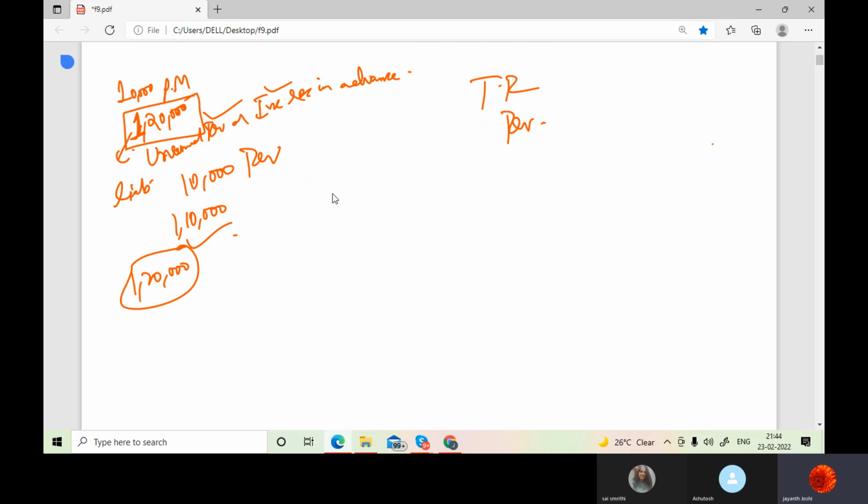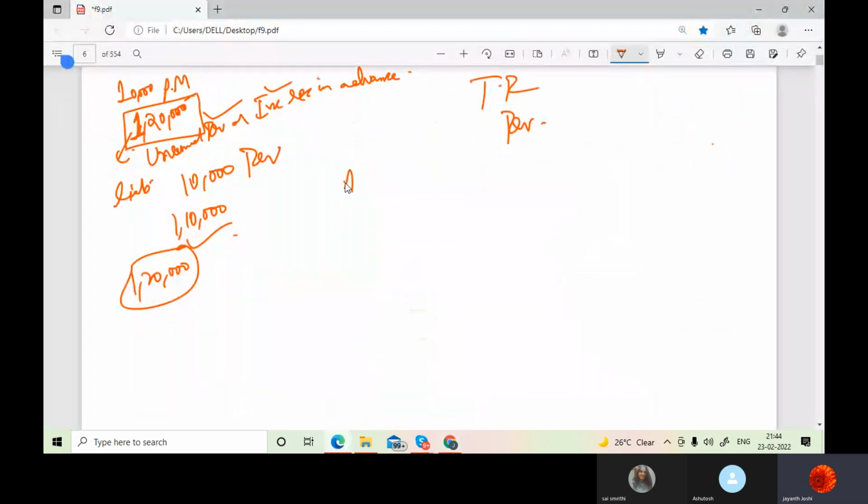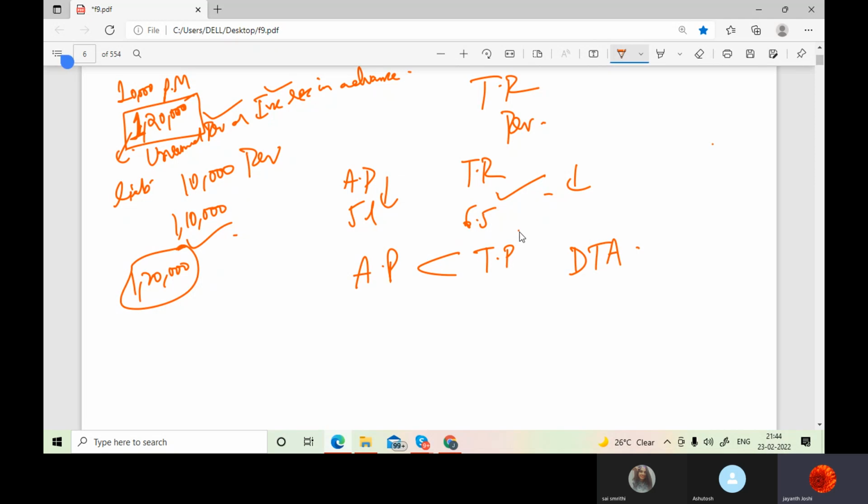Here I'll tell you something very clearly. Your accounting profits are 5 lakh, your tax returns show 6.5. Here you are showing more taxable profits, and accounting profits are less. So when taxable profits are more than accounting profits, it creates DTA. Why? Because you'll be paying more tax on this higher amount and your provision would be less. So DTA is created and that would be reversed in the future. How? Let's see.